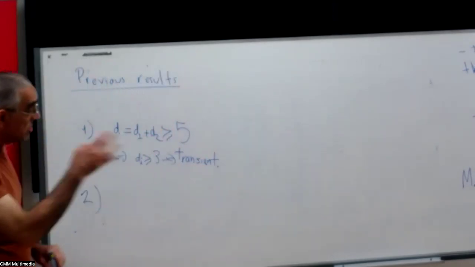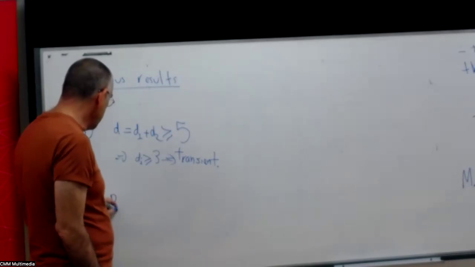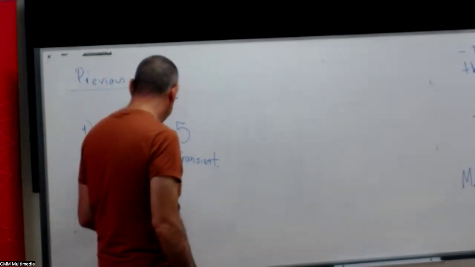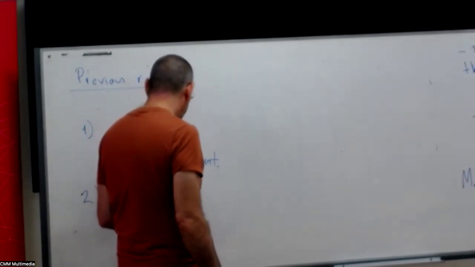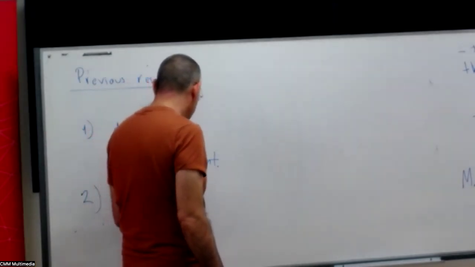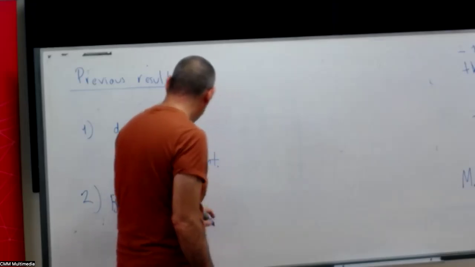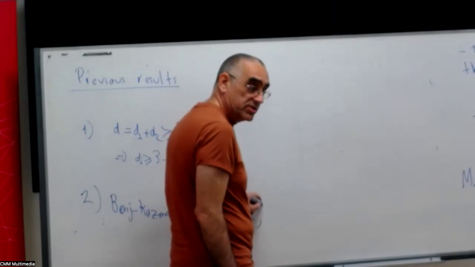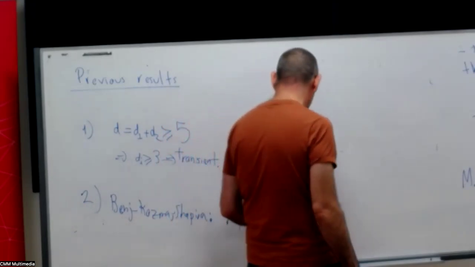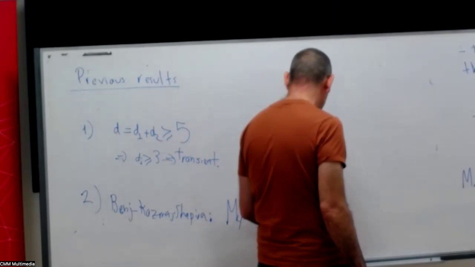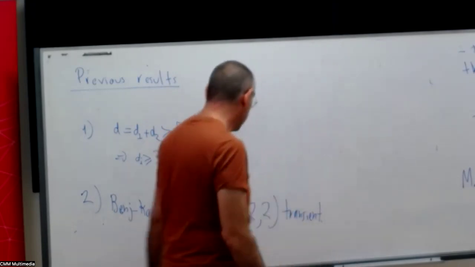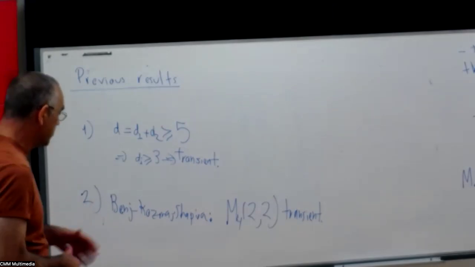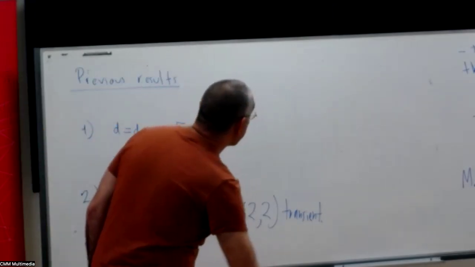And in their original article, Benjamini, Kozma and Schapira, it's a very short paper, they prove that the case M(4;2,2) is transient. They looked at this case and proved this one is transient. They use some Borel-Cantelli. I'm not going to explain this proof here.